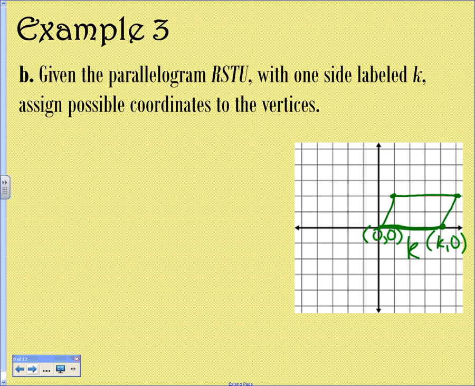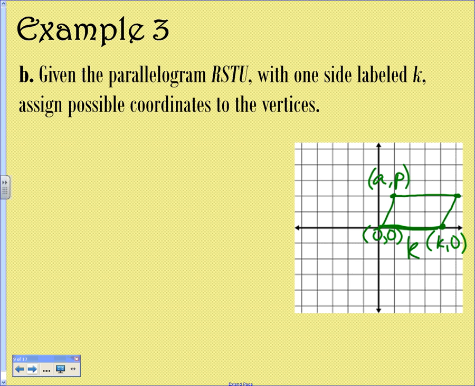How long is this slanted side? We don't know. So how far over did we go? We don't know how far over we went, right? A. Yeah, make up a letter. How far up did we go? We don't know. P. Okay. Yep, they're both just a random letter because we don't know how far over and up we went for that point. It doesn't want you to assign actual numbers.